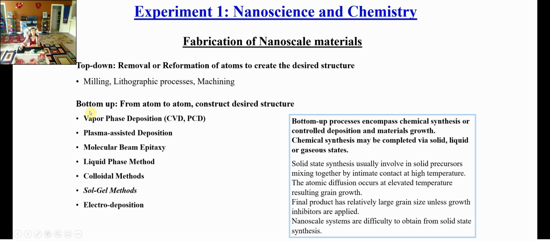Another one is called bottom-up. The bottom-up process encompasses chemical synthesis or controlled deposition and materials growth. So bottom-up usually goes from atom to atom to construct a desired structure based on your end application, such as physical vapor deposition and chemical vapor deposition, and also you can produce different semiconductors using molecular beam epitaxy. Another two methods are the colloidal method and the sol-gel method, which is my favorite.